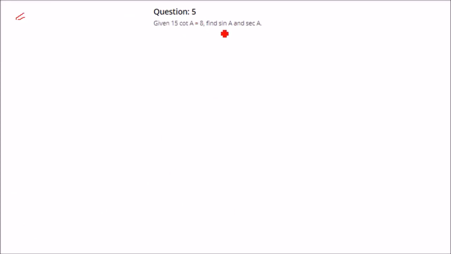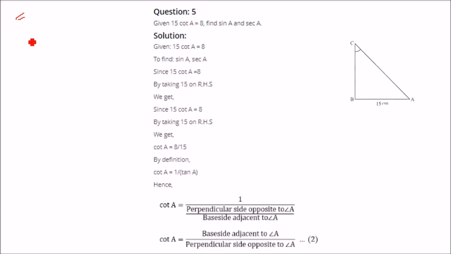Next is 15 cot A equal to 8. We have to find sin A and sec A. So 15 cot A is 8, so we can write cot A as 8 by 15. Cot A is what? Base by perpendicular. So this angle is A. Base is 8, perpendicular is 15.